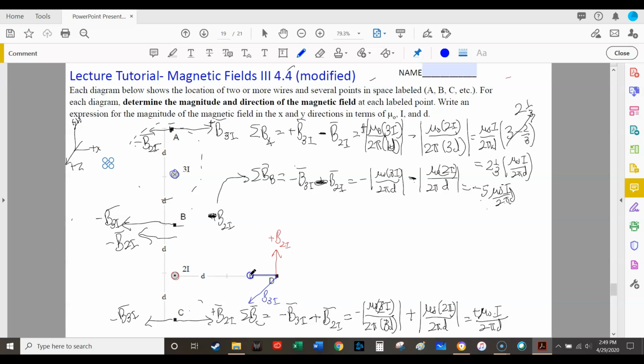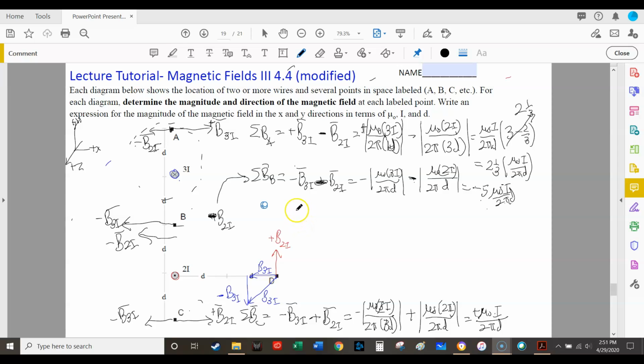So it's actually going to have components in the x direction, but also components in the y direction. So it's going to be pointed opposite the direction of the 2i wire in the y direction, but it's also going to have a component in the x direction as well. Okay? So we have to take that into account. So let's go ahead and try it.